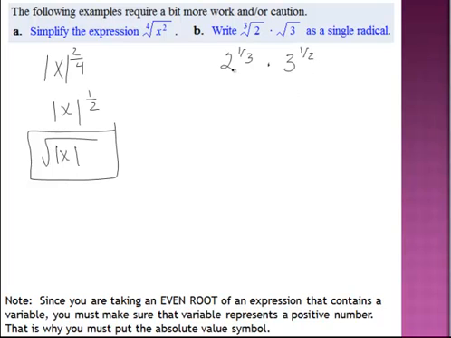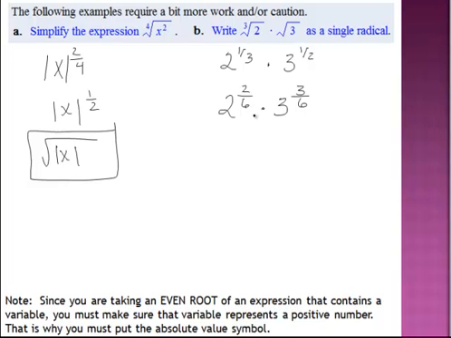Now, if these bases had been the same, we could just add the exponents. Well, at some point we want to do that. So what we should do is get common denominators for our exponents. That would be 6, right? So if this is a 6, 3 times 2 is 6, so 1 times 2 is 2. 2 times 3 is 6, so 1 times 3 is 3. In other words, 1/2 is the same as 3/6, and 1/3 is the same as 2/6.